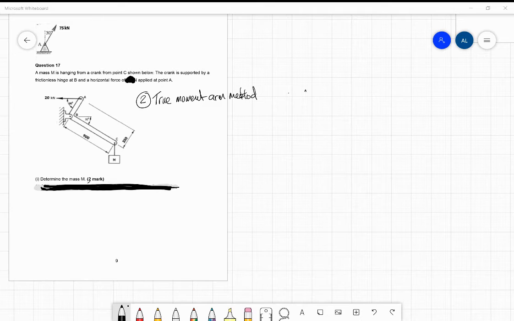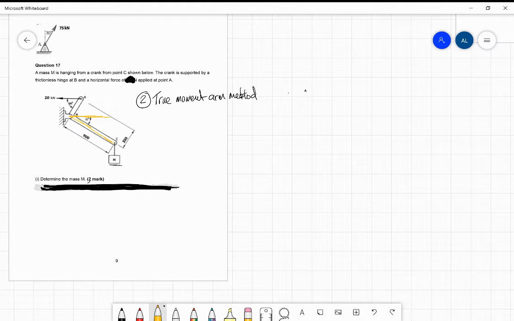Question 17, using the true moment arm method. Similar to before, where we used the components of a force method, we're going to find the value of M, our mass pulling down here. Now with the true moment arm method, what we're trying to find is the equivalent moment arm, accounting for the fact that the force is not applied at right angles to these arms here.